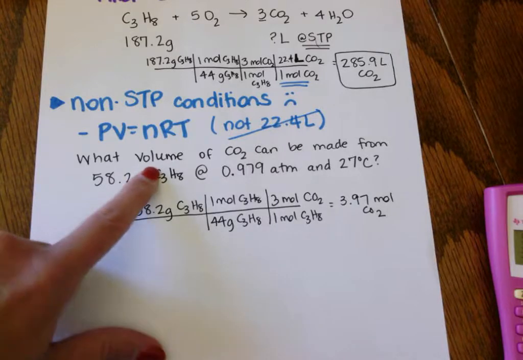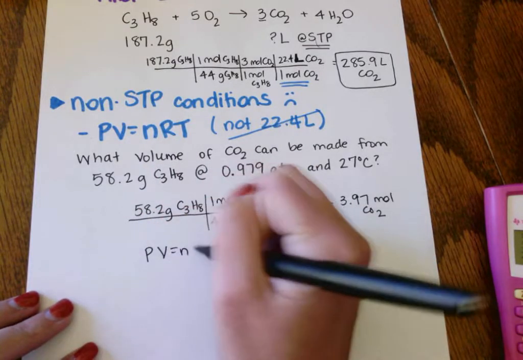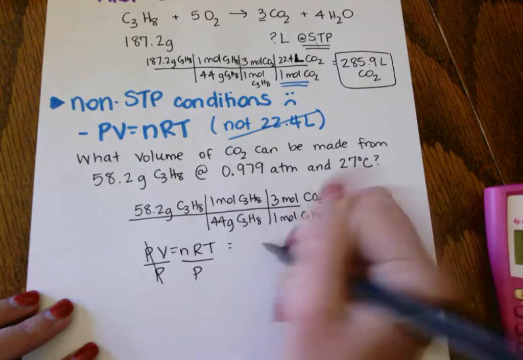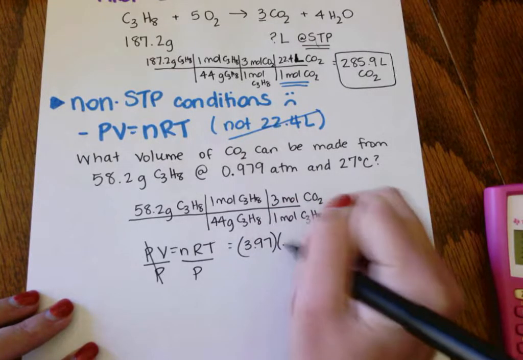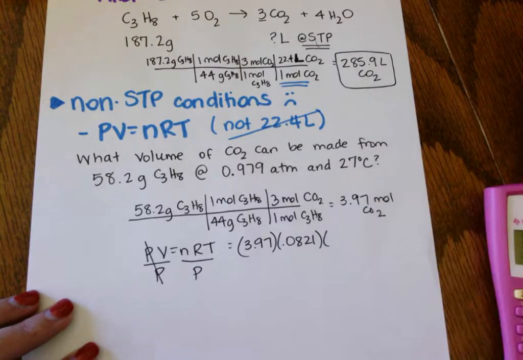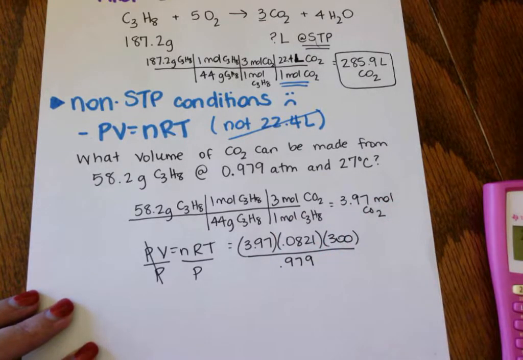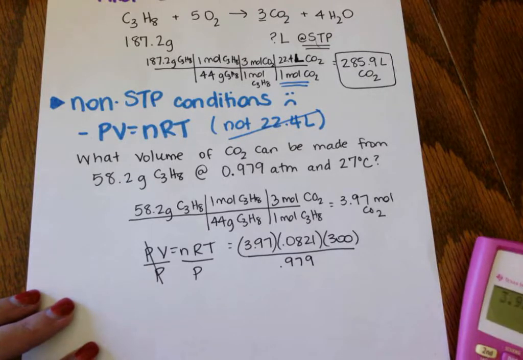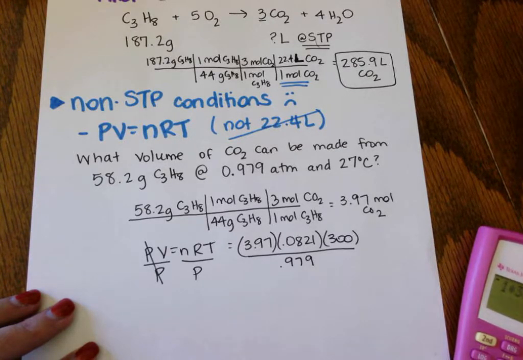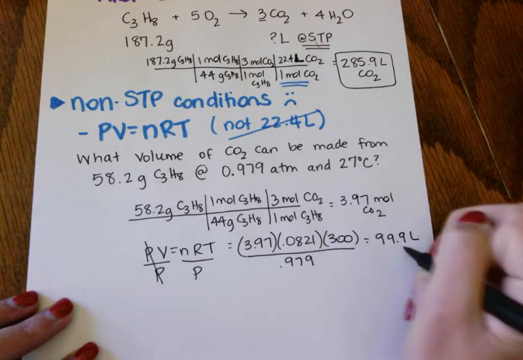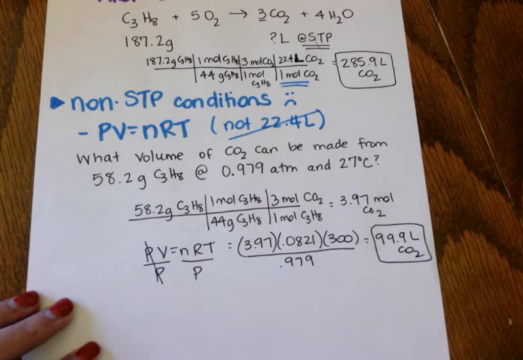And now to find the volume of carbon dioxide, PV equals nRT, and I'm going to divide by pressure on both sides. And so my moles times my R, times my temperature, 27 plus 273 is a nice even 300 Kelvin, divided by 0.979 atmospheres. So 3.97 times R times T divided by P is 99.9 liters of CO2. Okay.